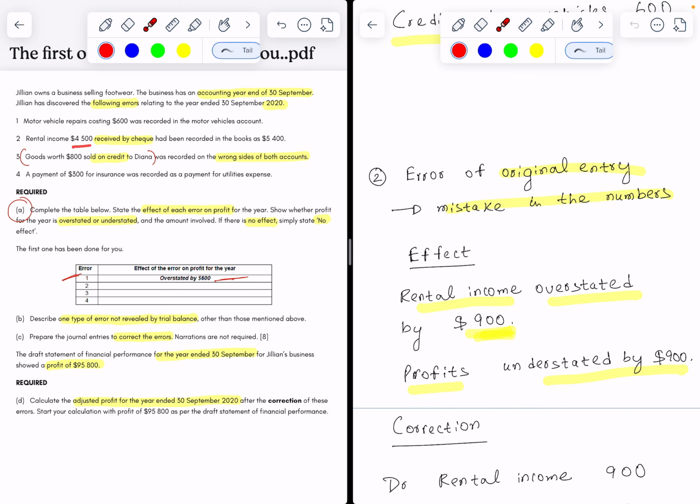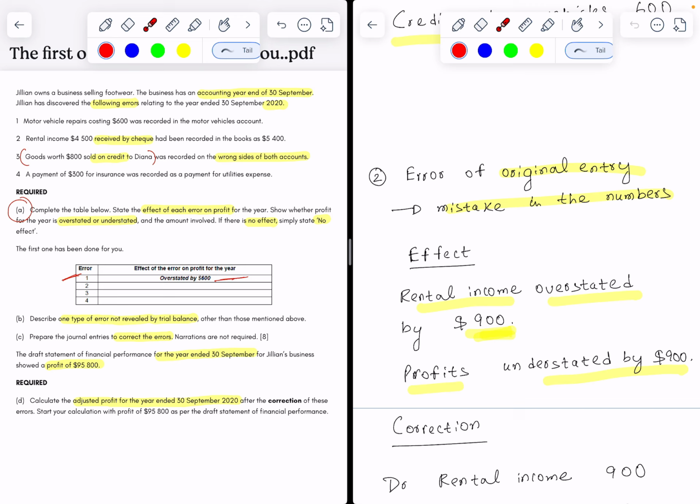Rental income of $4,500 received by check had been recorded in the books as $5,400. This is what we classify as an error of original entry, where the mistake is in the numbers. As you can see in this case, 4,500. So there is some transposition error. 4,500 has been incorrectly recorded as 5,400. So this happens a lot of the times when you want to record.